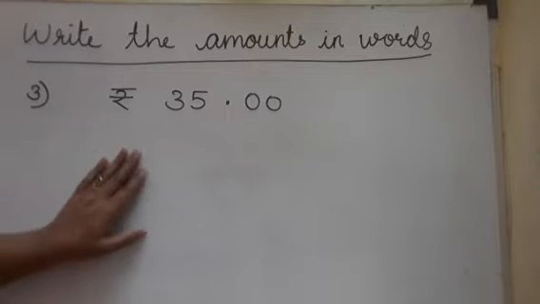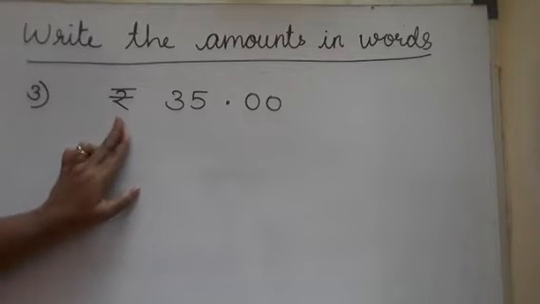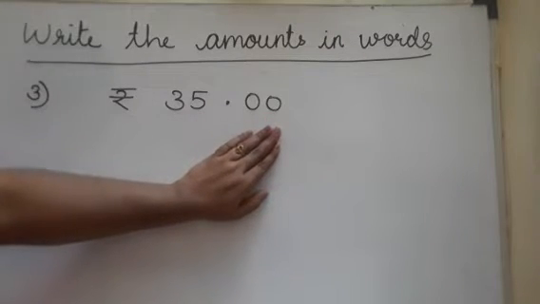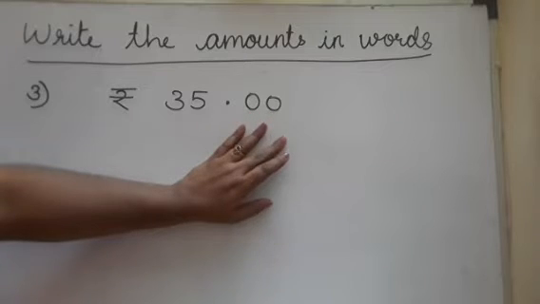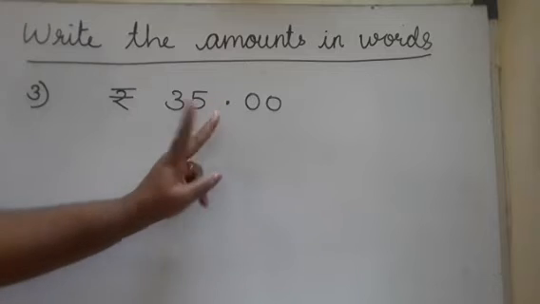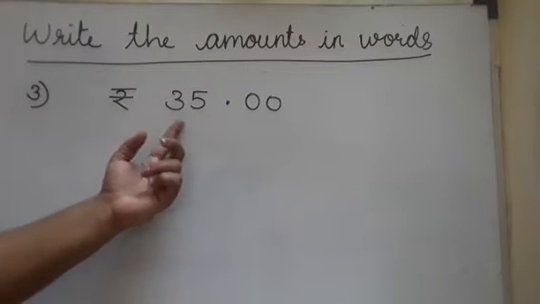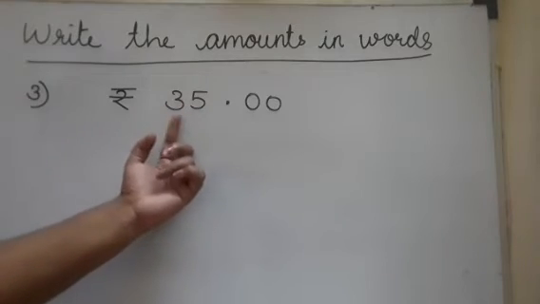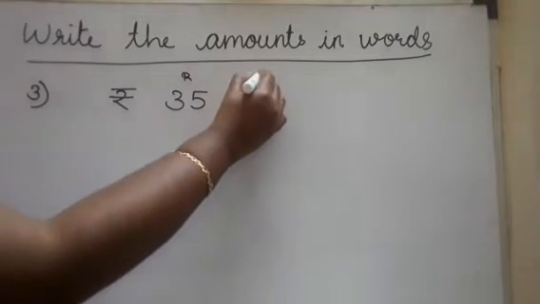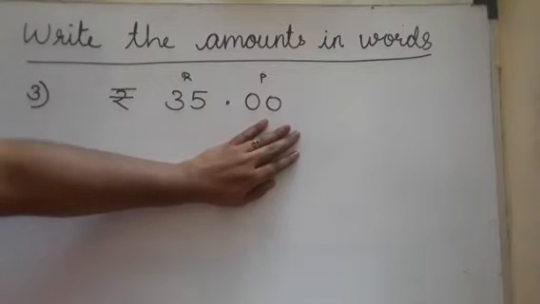Okay, my dear kids, moving to the next question. Look at this. Here also, at first the symbol of rupees is given, a number, a dot, and there is another number. Now let us write this amount in words. We know that this dot is used to separate the rupees and the paise. The number before the dot is rupees, and the number after the dot is paise. In the place of paise, there is 00.